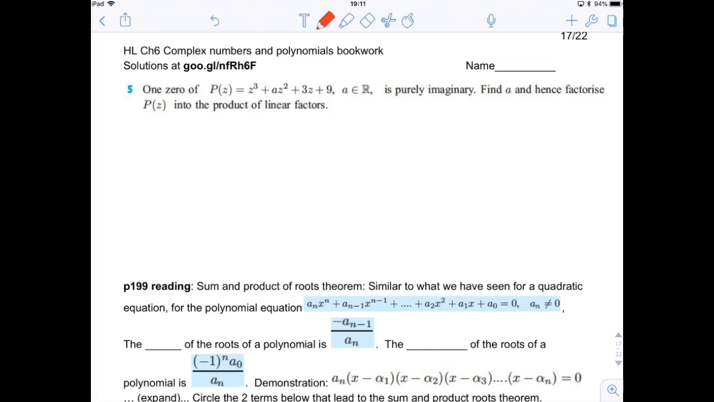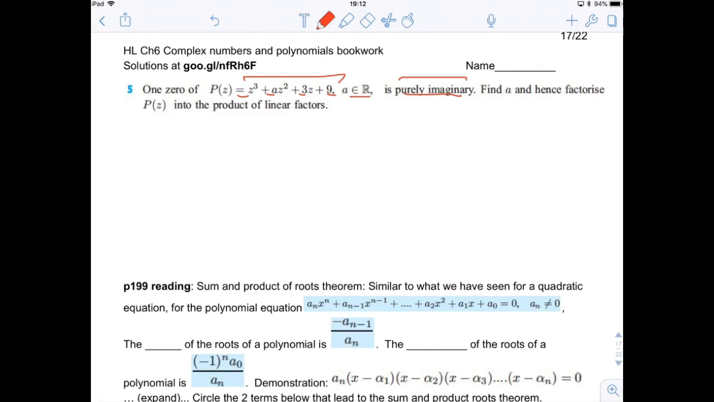if one of these zeros is purely imaginary, and notice that all these coefficients, including a, are real, then it must also have the conjugate of that imaginary number as a zero. So if I was going to break p of z up into factors, the third factor has to be real, right? Because if you have an odd number of zeros, then one of the zeros must be real. So I have one real factor, one purely imaginary factor, and then the other one would be the complex conjugate of that.